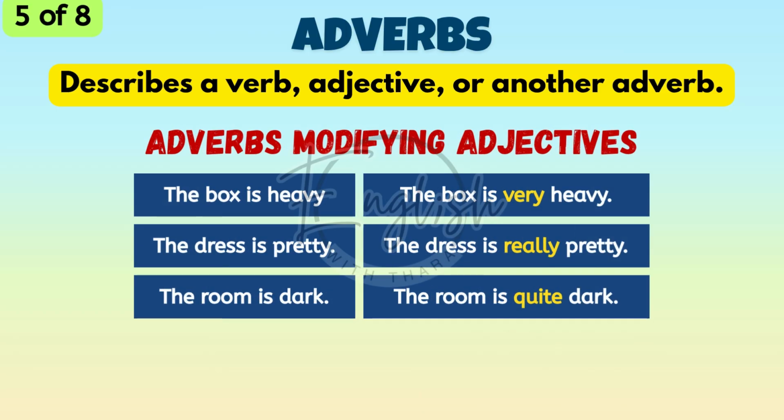The adverb outside describes where they played, helping us picture the action clearly. Next, let's look at adverbs modifying adjectives. First, consider the sentence, the box is heavy. When we add an adverb, it becomes, the box is very heavy. Here, the adverb very describes the adjective heavy, showing to what extent the box is heavy.